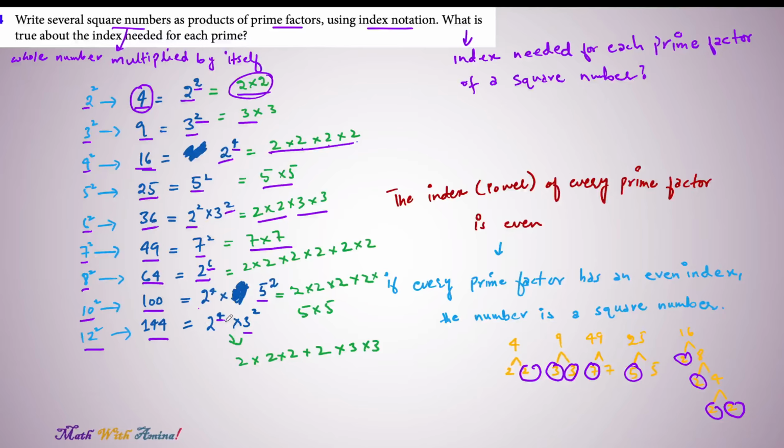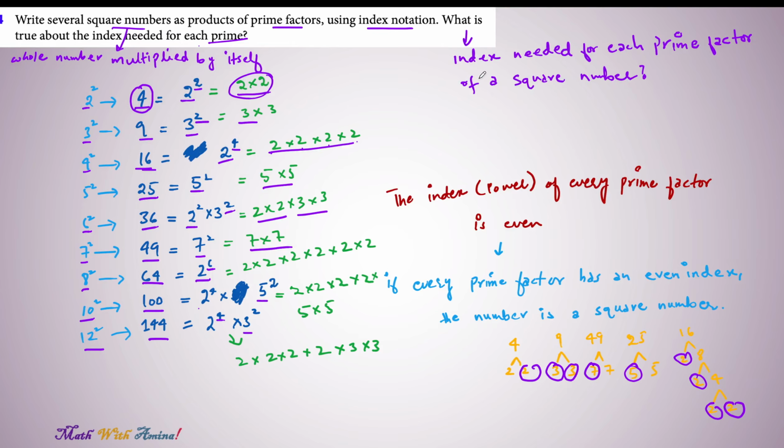So now that we have solved the first part of the question, we will move towards the second part. We have to understand first what it says here. What is true about the index needed for each prime? So here, the index needed for each prime factor of a square number. That is what we have to identify. That is what the question asks us: the indices that are used for each prime factor.